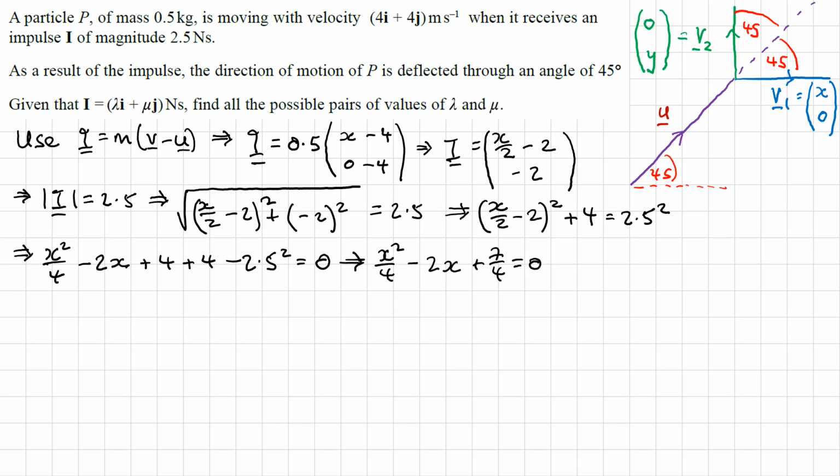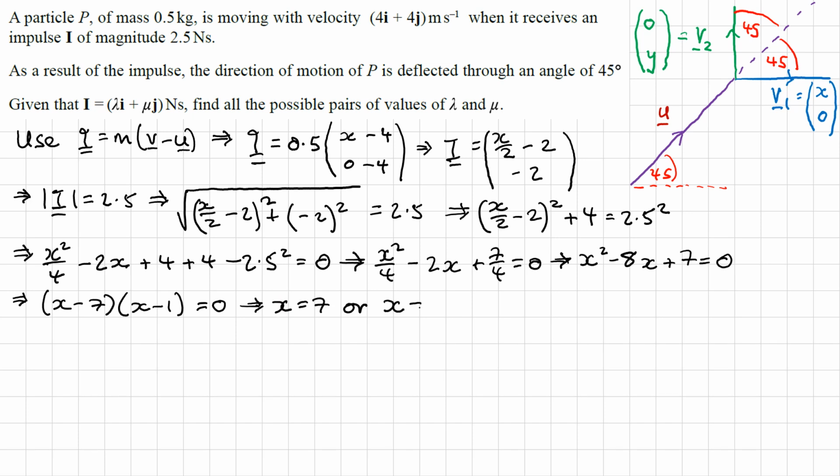It makes sense to multiply everything by 4. So we're going to get x squared minus 8x plus 7 is equal to 0. That's nice and easy. I can factorize that without using a calculator. So x minus 7 and x minus 1 is equal to 0. So that gives me these x values. x can be equal to 7, or x can be equal to 1.